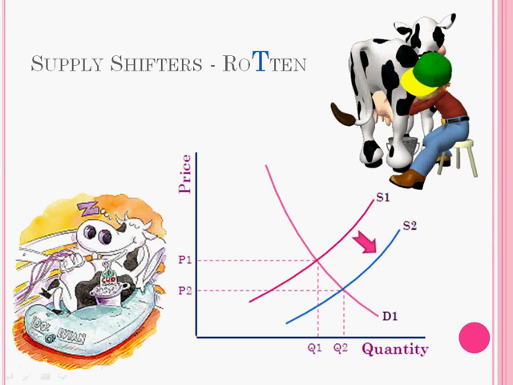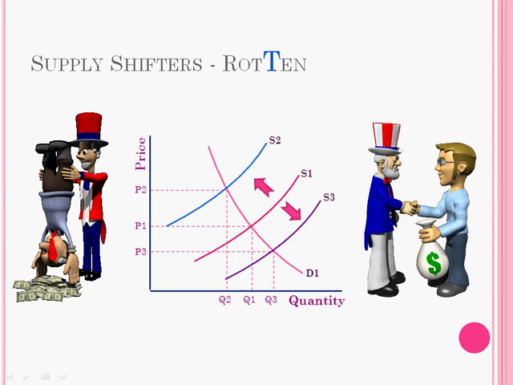How about the T? The T has to do with technology. You know, in the old days, we used to milk cows. Now they have milking machines, and we see that cows are much happier, they produce more, and the milking machines are much more efficient than a person. So we would see supply increase.